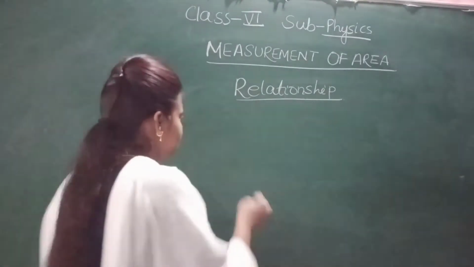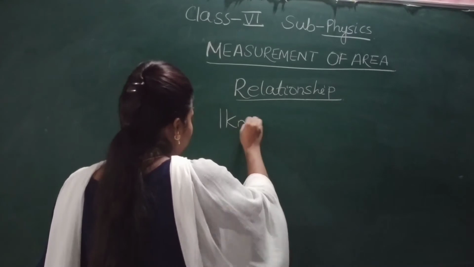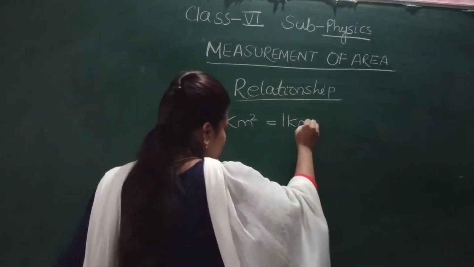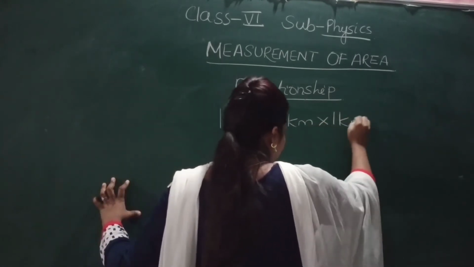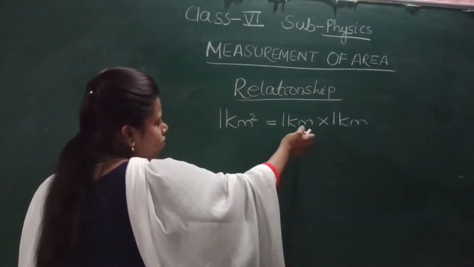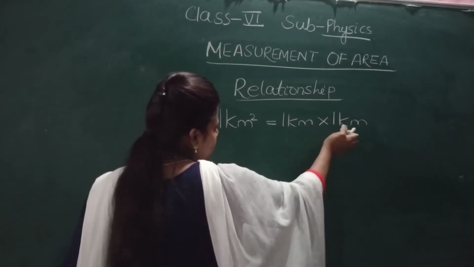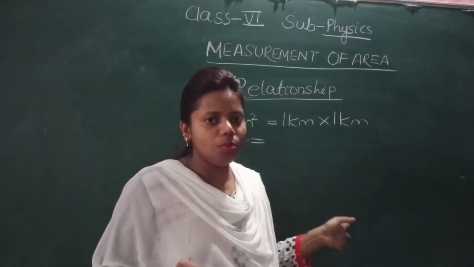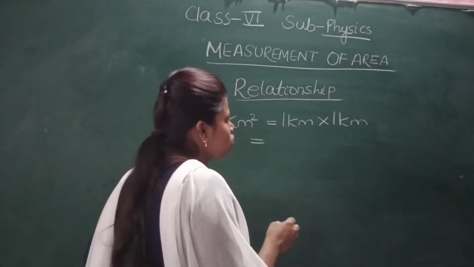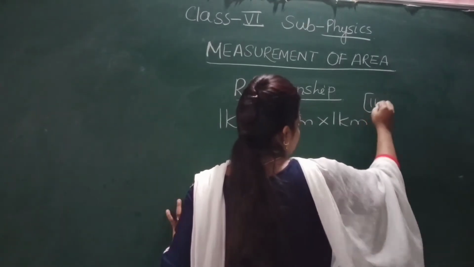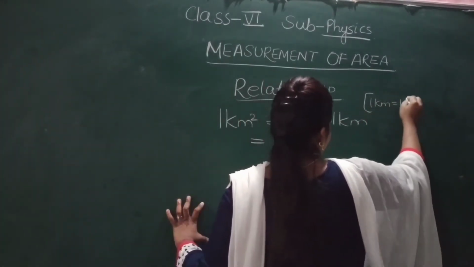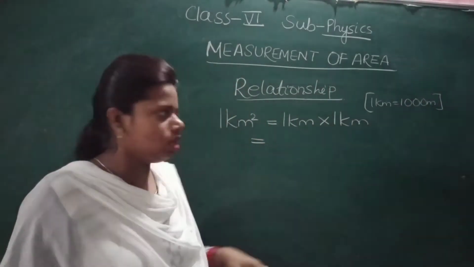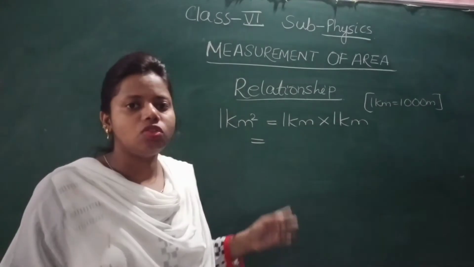Okay, now see here, 1 kilometer square. We can write 1 kilometer square as 1 kilometer into 1 kilometer. I have written it separately. Now what do we have to do? We have to convert this kilometer into meter. So 1 kilometer is equal to how much? 1 kilometer is equal to 1000 meter.